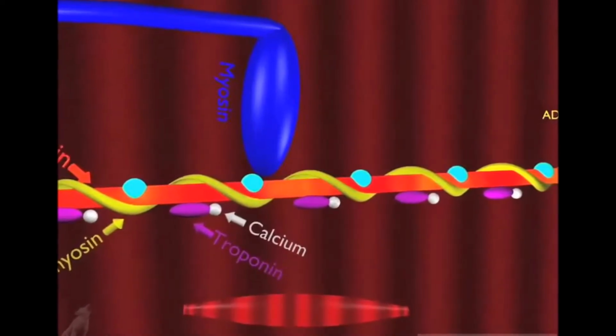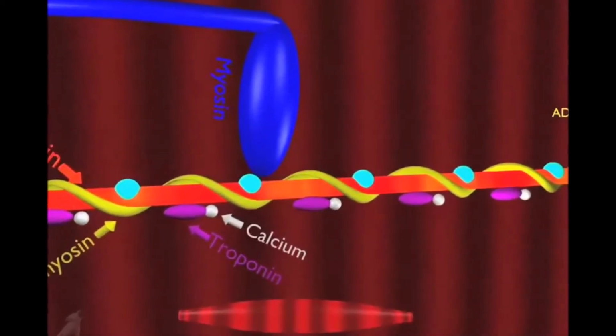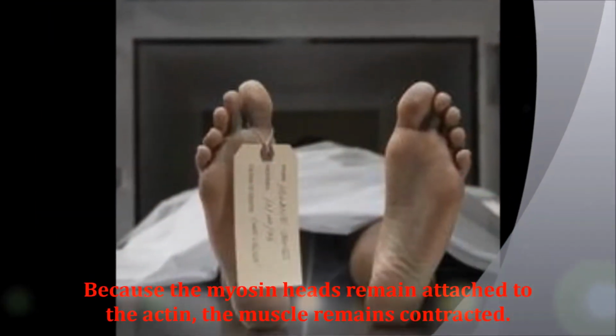But there's no more ATP to pull apart the myosin head to break the cross bridge, so the muscle remains contracted, causing the body to feel very rigid and stiff.